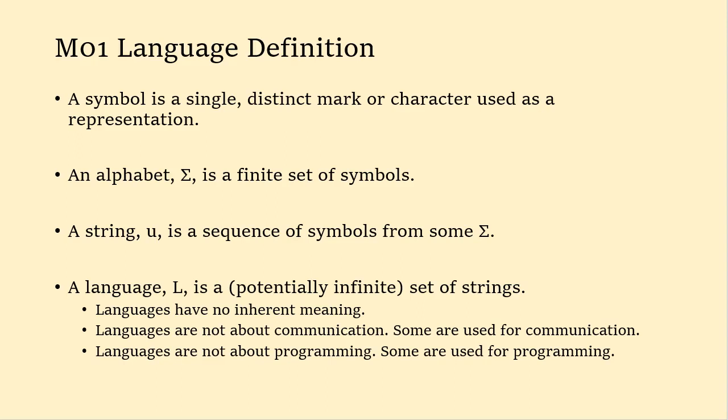The English language is a set of strings that is used to communicate to other people in English. Java is a set of strings that is used to program computers. But that's not what Java, that's not what a language itself is. Right? The language is just the set of strings.